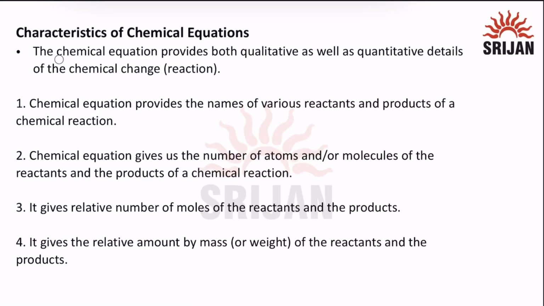In this video, we will learn about characteristics of a chemical equation. What does a chemical equation tell us? The chemical equation provides both qualitative as well as quantitative details of the chemical change or chemical reaction. So the first thing which we can know from a chemical equation is that it provides the names of various reactants and products of a chemical reaction.